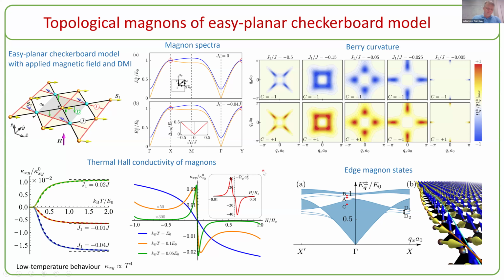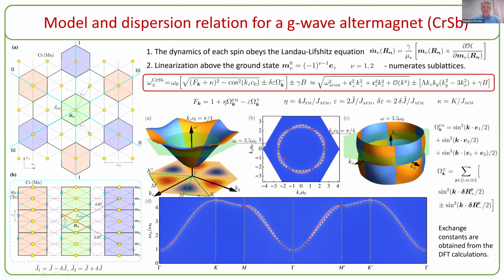Yeah, thank you. As a consequence of non-trivial topology of magnets, we computed thermal Hall conductivity of magnets and see how it depends on temperature and magnetic field. And also we obtained the edge states. Then I just briefly say that the situation with G-wave altermagnets is analogous, however, more complicated.